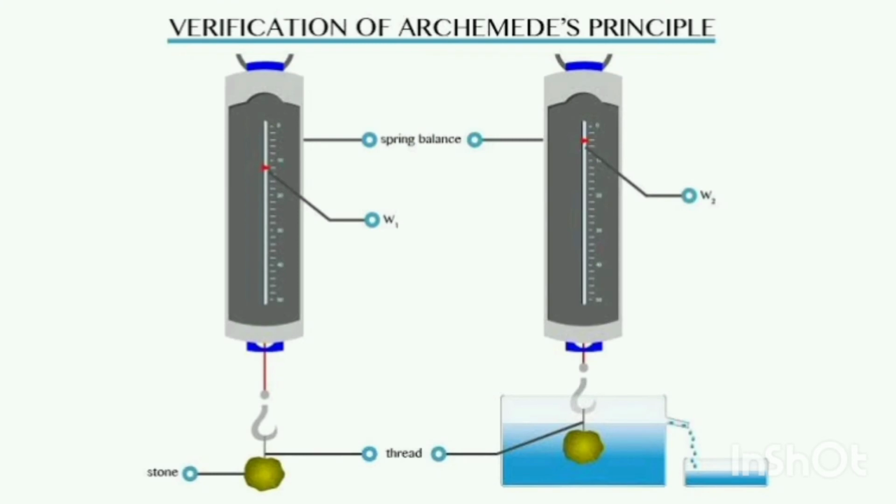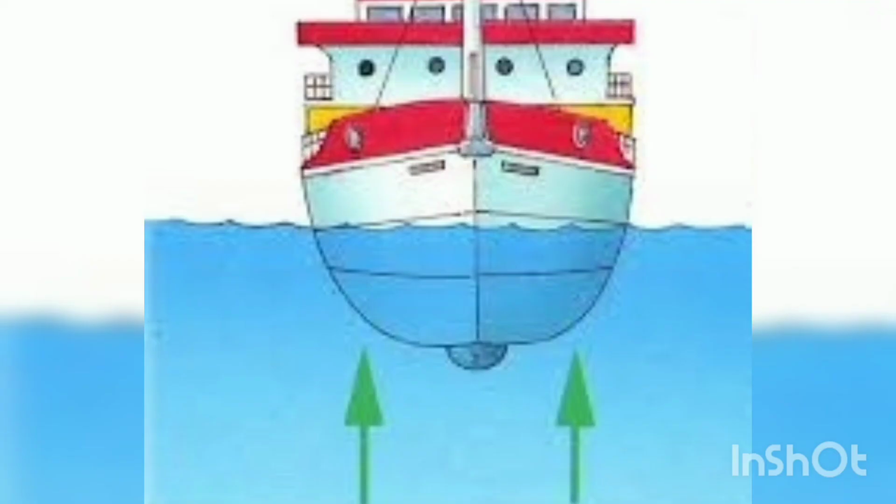Take a spring balance and suspend a stone. Note the weight of the stone initially. Now we are going to immerse the stone into a beaker containing water. Now you can observe that the reading on the suspension thread is minimum as we immerse the stone into the beaker. This happens because the buoyant force acts opposite to the direction of gravitational pull. The displaced water will be equivalent to the weight of the stone, which we measured initially. Ships and submarines are based on Archimedes' principle.